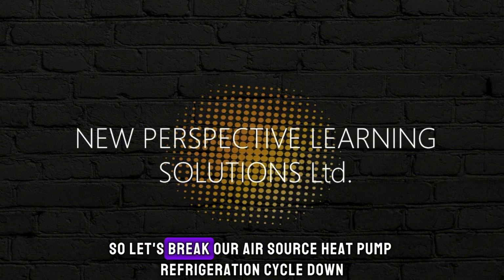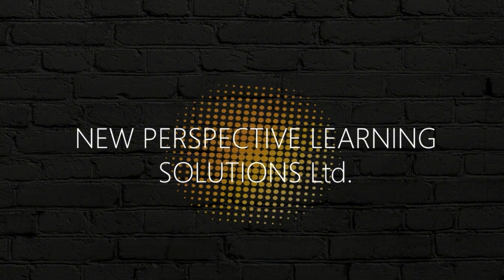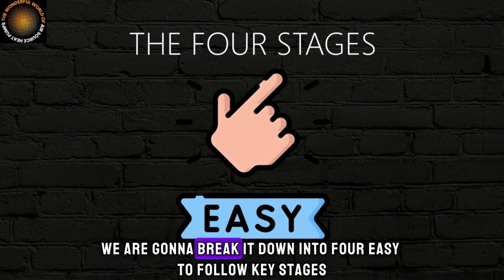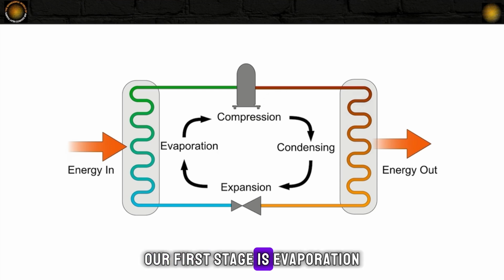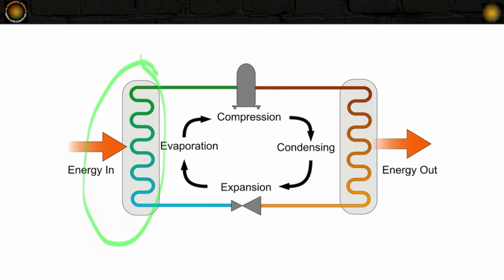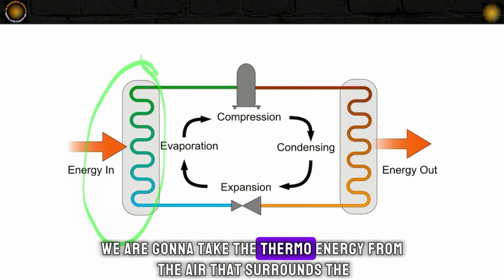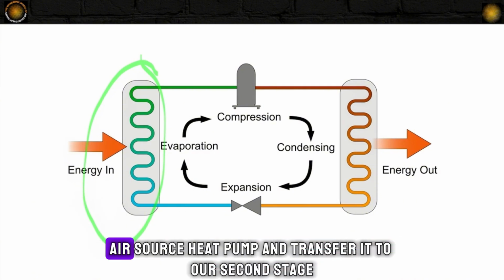So let's break our air source heat pump refrigeration cycle down. When we break it down, we are going to break it down into 4 easy to follow key stages. Now, these stages are consistent across all types of air source heat pumps. Our first stage is evaporation. We are going to take the thermal energy from the air that surrounds our air source heat pump and transfer it to our second stage.